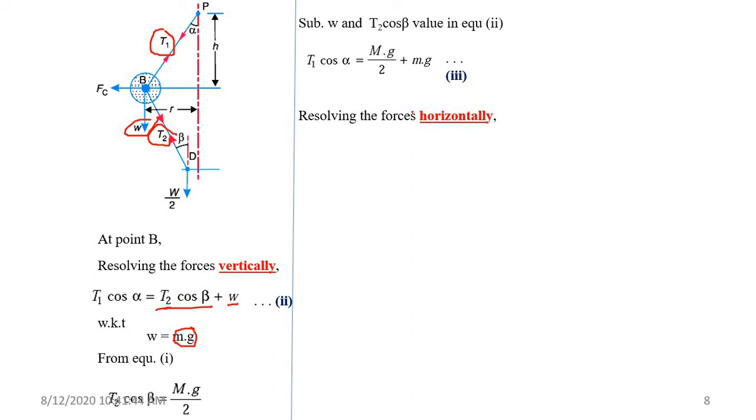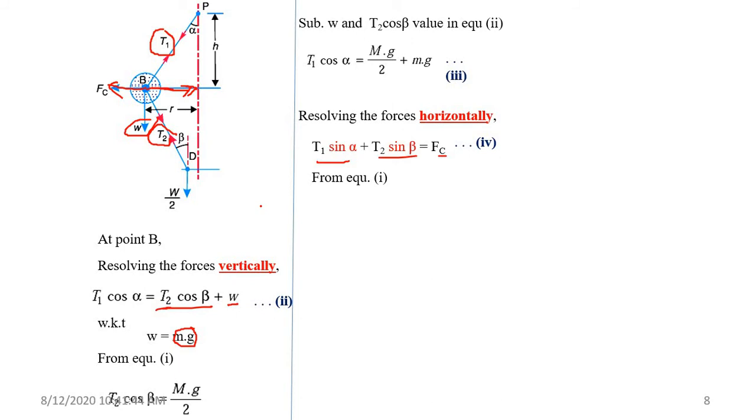Resolving the forces horizontally. Similarly, this is a horizontal force. The centripetal force is equal to T1 sin alpha plus T2 sin beta, T1 sin alpha in the opposite direction. Similarly, T2 sin beta is equal to centripetal force.